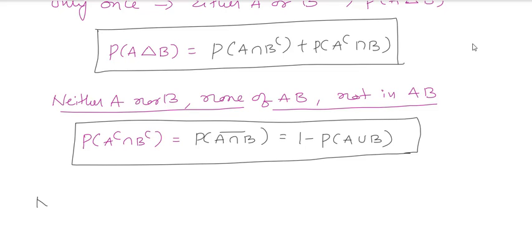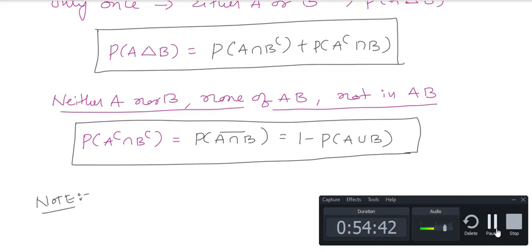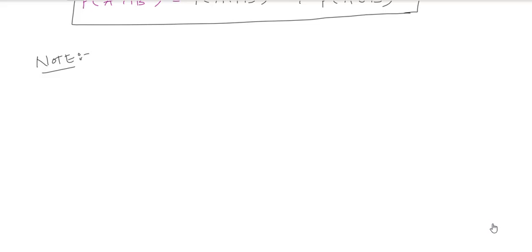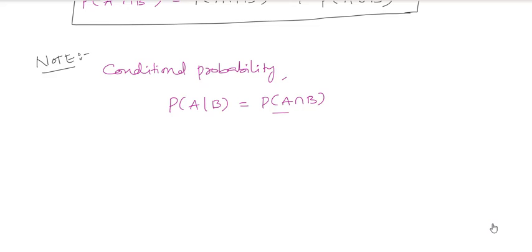Let me take a note point here. Let me take an example of this. You know the conditional probability. What is the conditional probability? Conditional probability is the probability of A given B, which is equivalent to probability of A intersection B divided by probability of B. You know that.